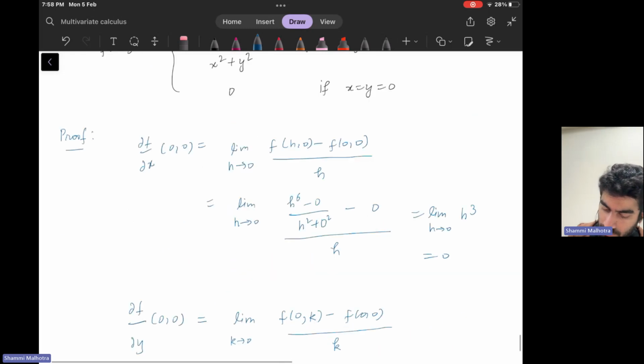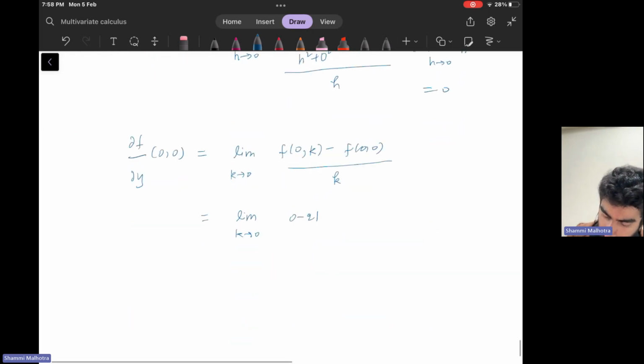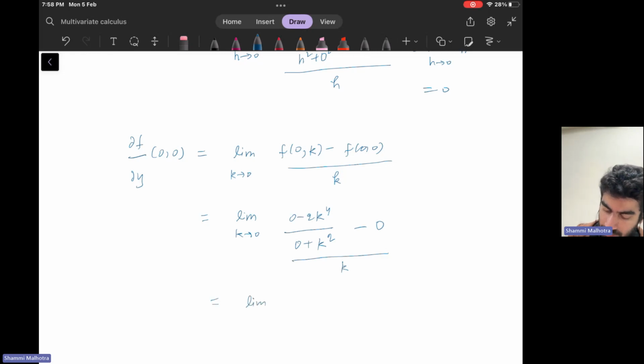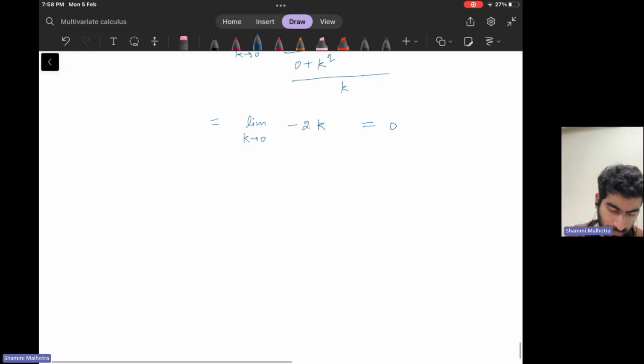So our function is this: I have to put (0 minus 2k raised to the power of 4) whole divided by (0 plus k square), minus 0, whole divided by k. So this is the limit k tending towards 0 of minus 2k, and this is 0 only. So again the partial derivative with respect to y at (0,0) is 0 only.